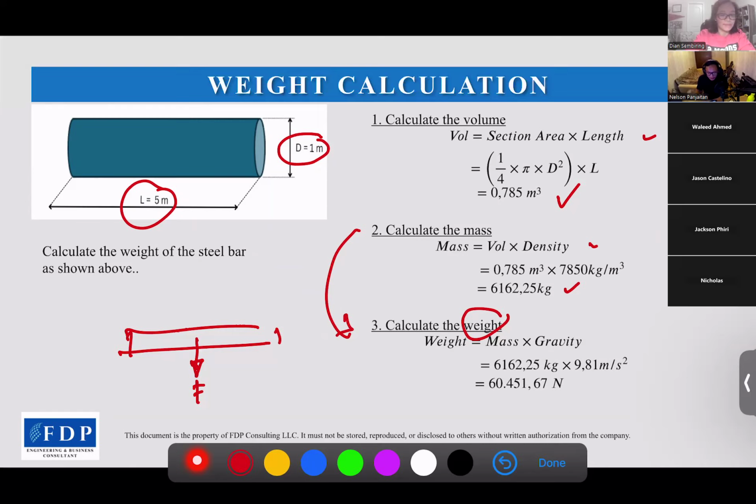So this direction is that's all we need to get to design the lifting operation, like the rigging and the lifting attachment like that. So we should separate the mass and the weight. That's all. And for the lifting design, always use the weight because it's a vector unit, not scalar, and it has a direction on the forces. That's all.